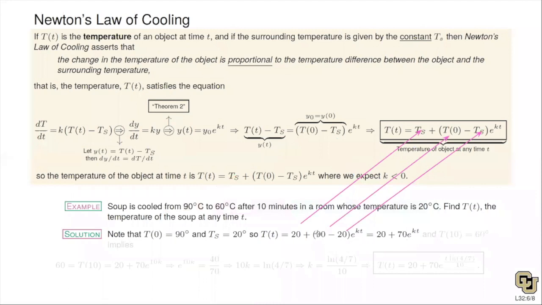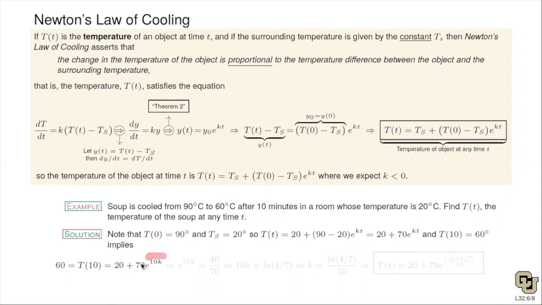90 minus 20 is 70. So I just simplified this part. And so now we have everything except k. So now let me use the fact that the temperature is 60 degrees after 10 minutes. So T of 10 equals 60. I plug that in, set it equal to the function. And now we're just doing algebra.